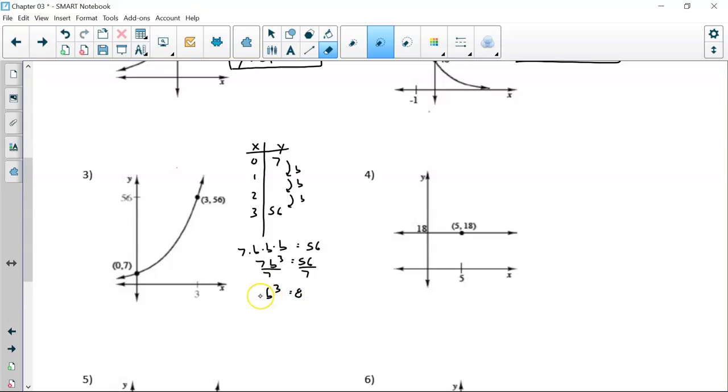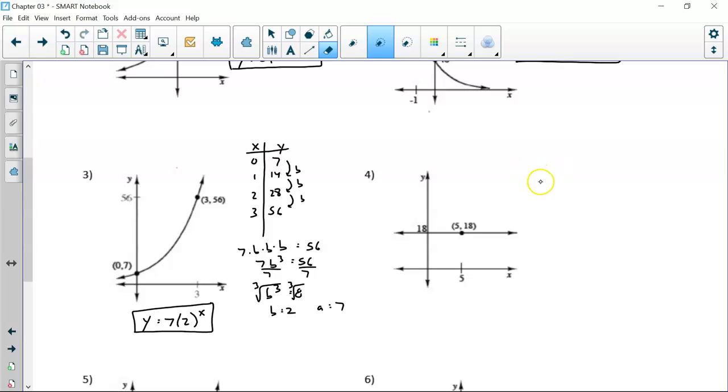To undo raising to the 3rd power, we're going to take the cube root of both sides, and b equals 2. So we can check that. 7 times 2 is 14. 14 times 2 is 28. Times 2 is 56. So that worked. So our multiplier is 2, and our initial A is 7. So our equation, our function, y equals 7 times 2 to the x. 2 is greater than 1. You can see it's growth.